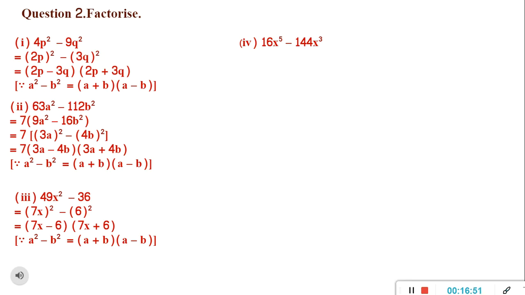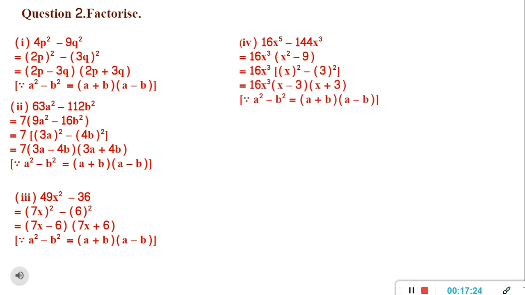We can take 16x cube as common, because in both cases, 16 into x raised to 5, 16x raised to 5 minus 16 into 9, that is equal to 144. So we can take out 16x cube. Now what will remain? Inside it is x square minus 9. That means x square is the square of x, 9 is the square of 3. So we got a square minus b square. 16x cube becomes common there. So x minus 3 into x plus 3. So what is the answer? 16x cube into x minus 3 into x plus 3.